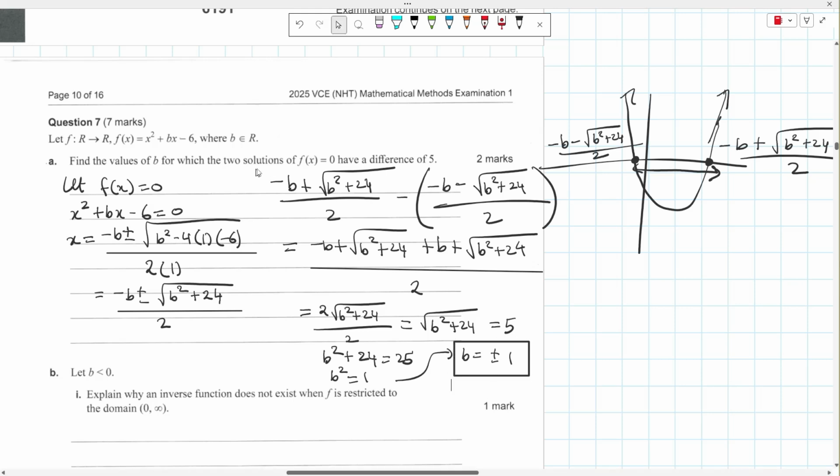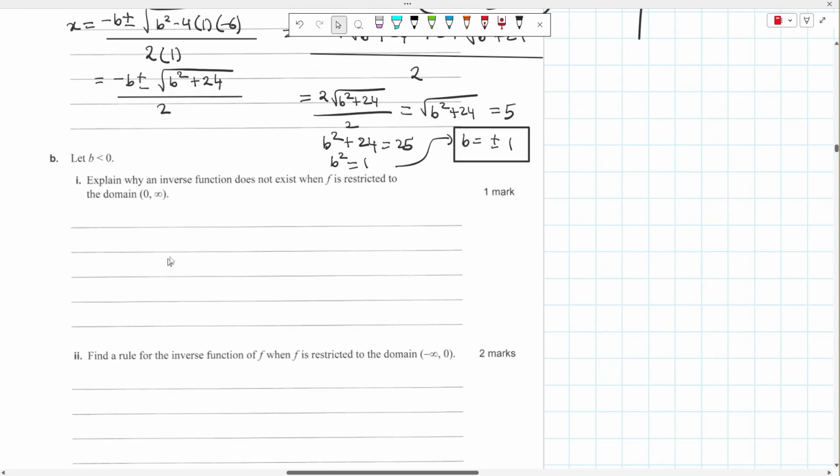Now that works because b can be any real number. And they said find the values of b, right? Not just the value, but the values. So we have 2 values here. So that works.